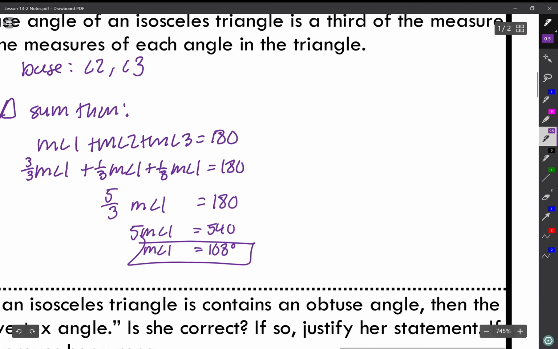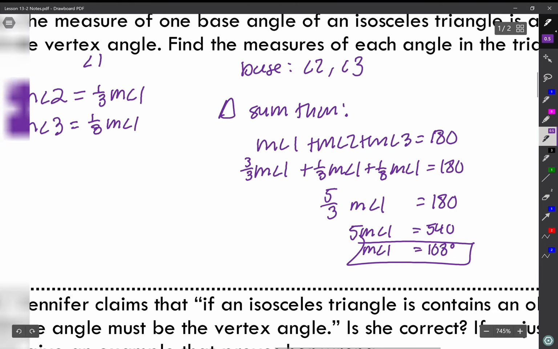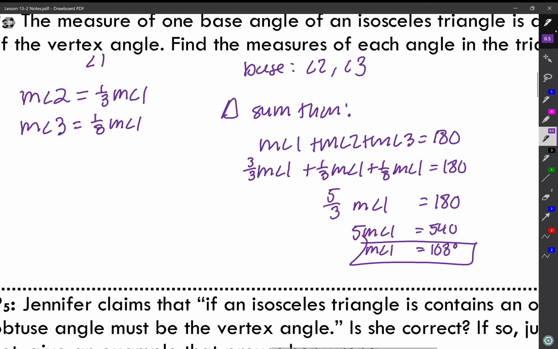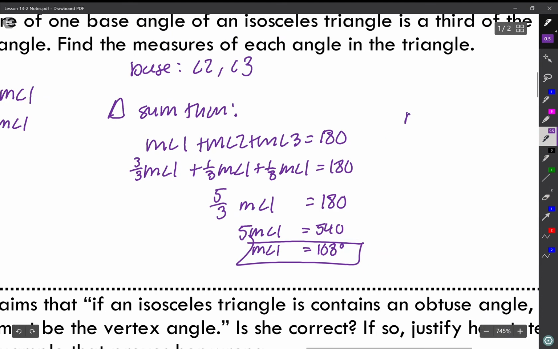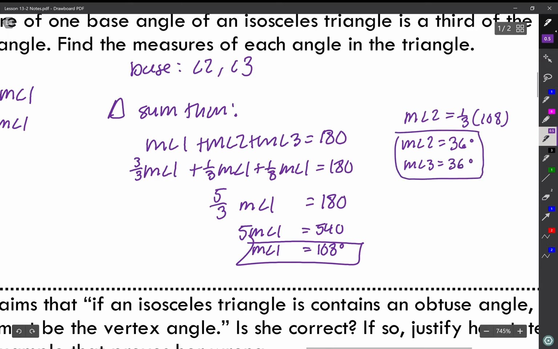All right, so this is the vertex angle. So to find the measure of angle 2 and the measure of angle 3, we do 180. Or actually, you know what, guys? I'm just going to use this formula here. I know that the measure of 2 and measure of 3 is just 108 divided by 3. So the measure of angle 2 is equal to 1/3 of 108. So 108 divided by 3 is 36 degrees. So the measure of angle 2 is equal to 36 degrees. And the measure of angle 3 is also equal to 36 degrees. And with that, we're finished with number 3.